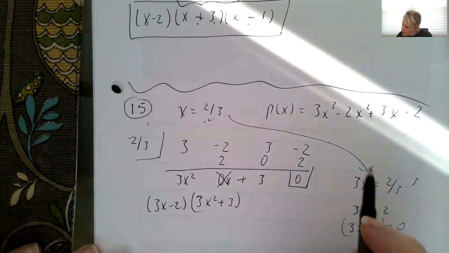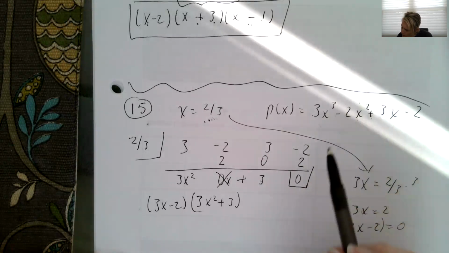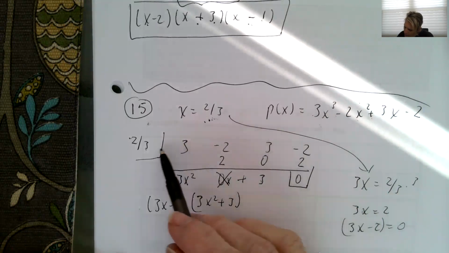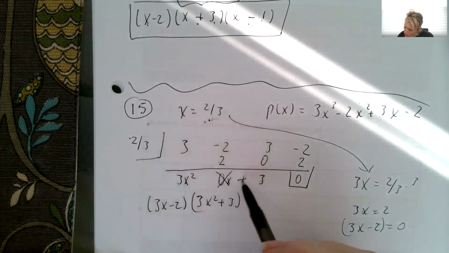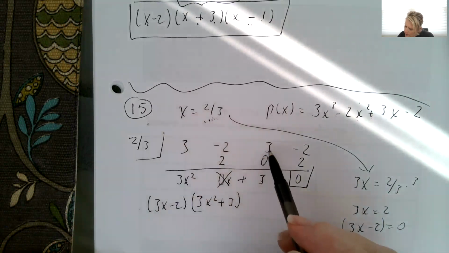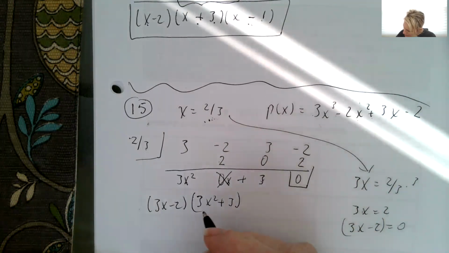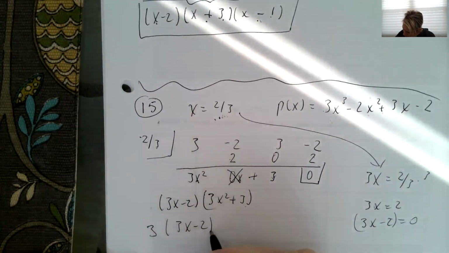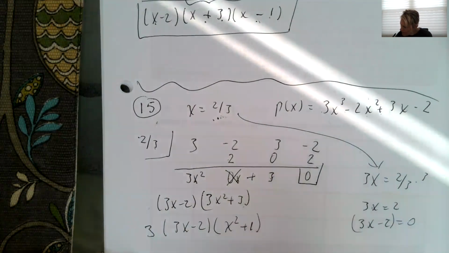So x squared, and then x squared plus 1. So let's just see here. Okay, so this actually factors out a 3 in front. So we have 3 times 3x minus 2 times x squared plus 1.